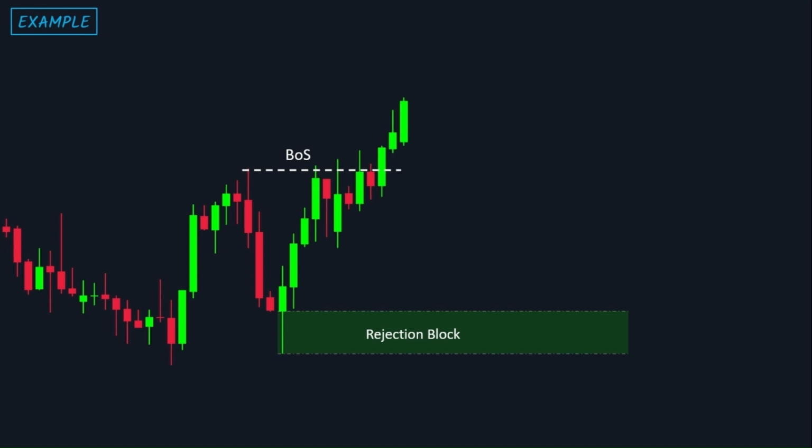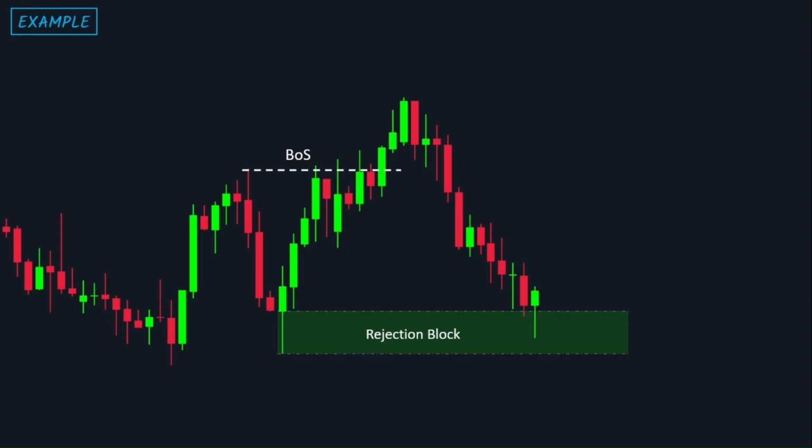We mark the entire wick area as a rejection block, as this zone highlights the exact price range where strong institutional buying occurred. When the price later returns to this rejection block, there is a high probability that it will react again and reverse upward, as smart money may defend their positions or complete remaining orders.